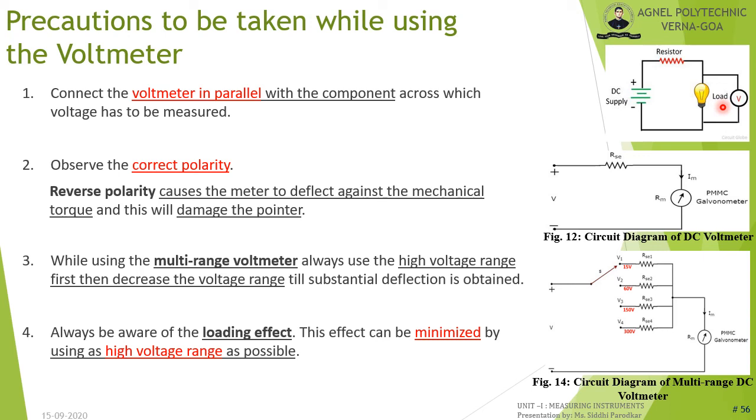will damage the pointer. To measure unknown voltages using a multi-range voltmeter, one has to select the higher voltage range first and then decrease the voltage ranges subsequently till substantial deflection is observed. Always be aware of the loading effect. This effect can be minimized by using as high a voltage range as possible.